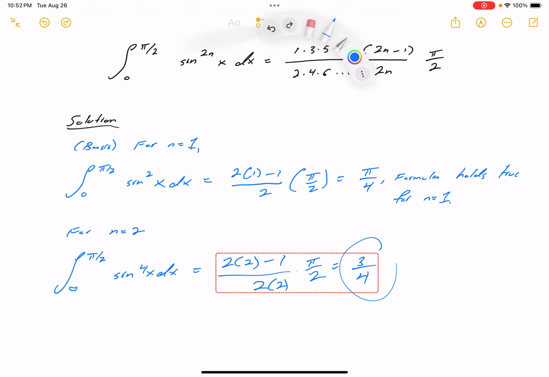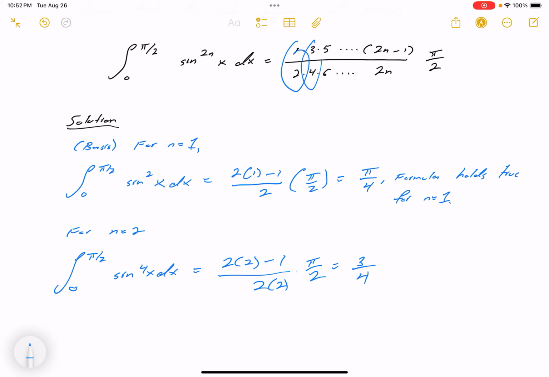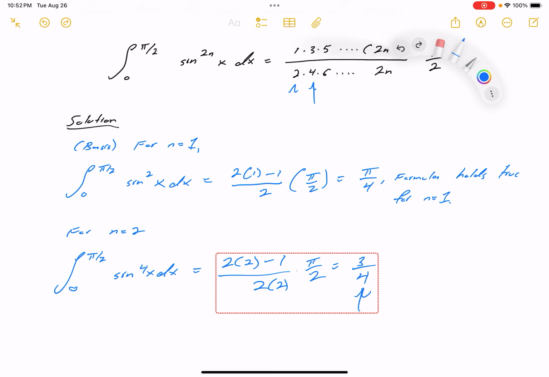So so far it's holding true, but we need to multiply by this, because all of these are being multiplied. They're just fractions, so it's like 1 over 2 times 3 over 4 times 5 over 6 and so forth. Since we used n equals 2, this is our second term. So we're going to have to multiply by our 1/2, and obviously we're going to have to multiply by our pi over 2.